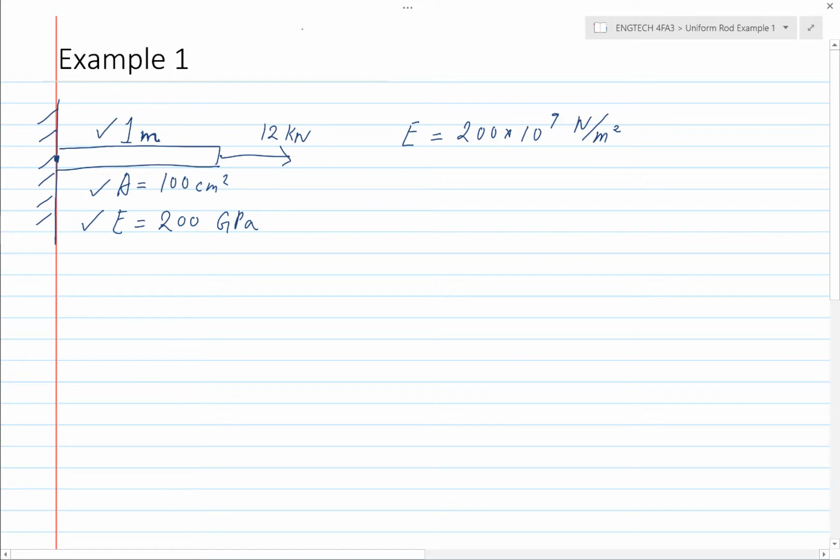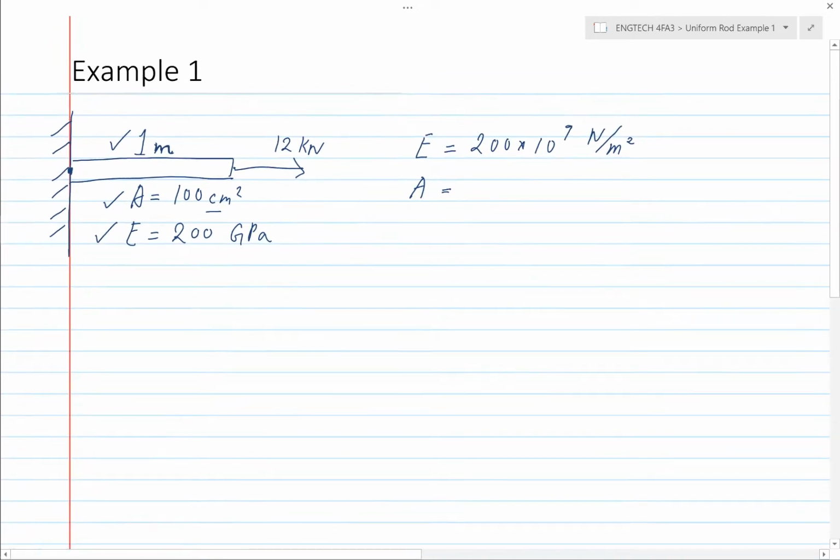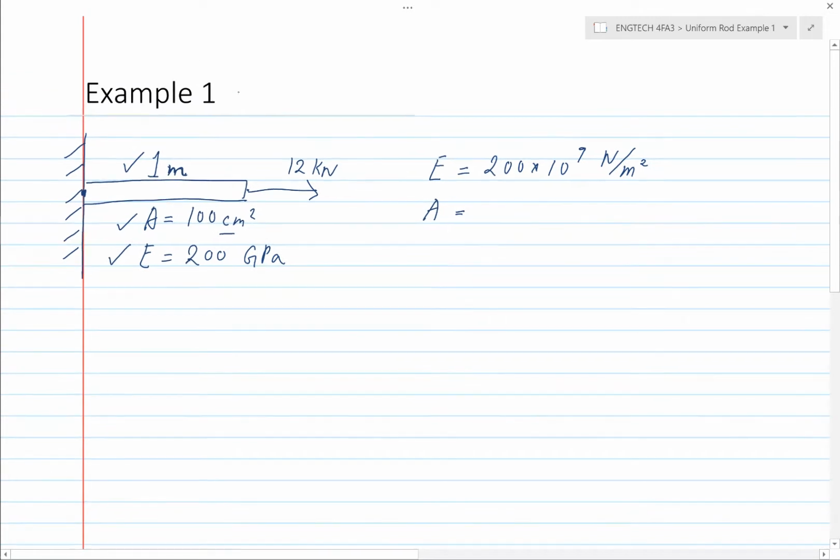Before we work on a problem, we want to switch all the units into a workable unit, right? So if you have meters, you cannot work with centimeters. So we change everything back to meters. The area, instead of 100 centimeters squared, is 10 to the -4 meters squared.